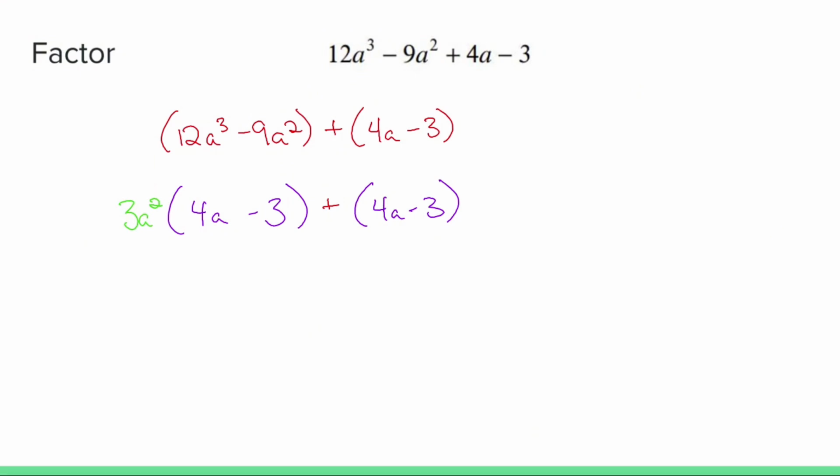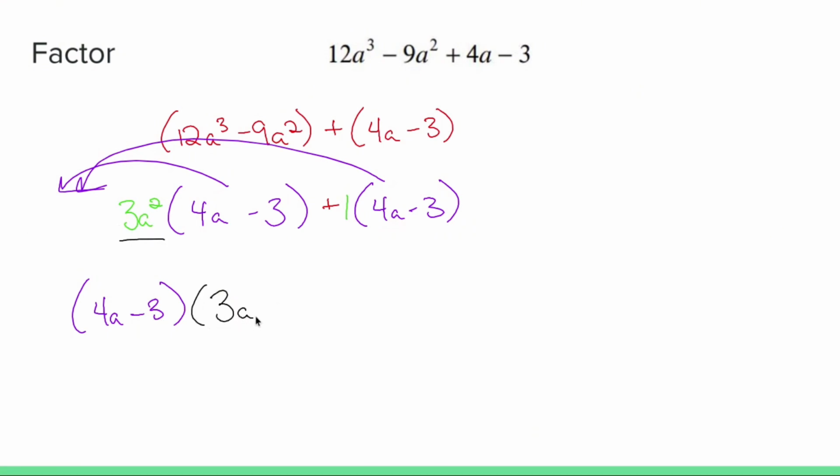So what I have here is something times 4a minus 3 plus invisible 1 times 4a minus 3. Why don't I factor out the parentheses? And when I factor out the parentheses, that leaves me with 4a minus 3. And what I have left over after I factor out the parentheses is 3a squared plus 1. So this factors out to that.